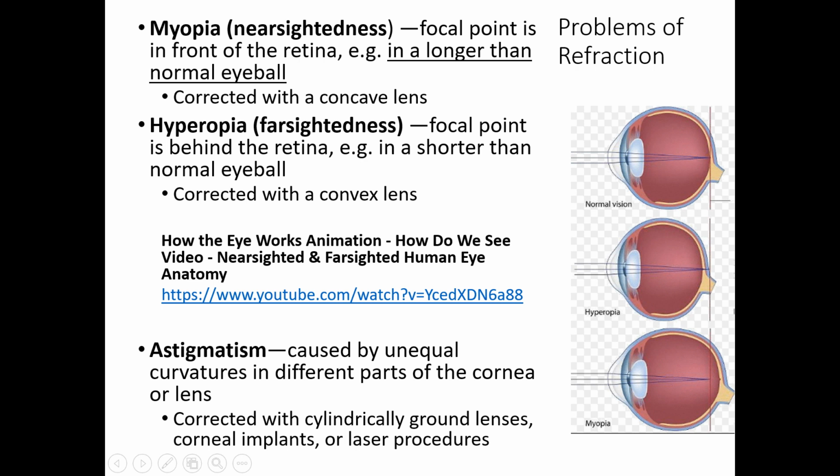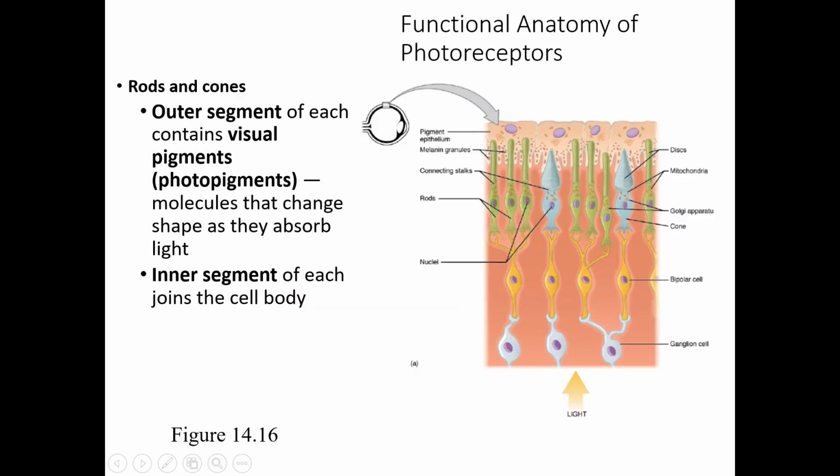To see how it works for normal eye and what happens in the case of hyperopia and myopia, go to YouTube and see this video. How the eye works, animation, how do we see video, nearsighted and farsighted human eye anatomy. You also can copy this link from the PowerPoint. Astigmatism is another problem. It's caused by unequal curvatures of the different parts of cornea and lens, when cornea or lens are not smooth enough. It also can be corrected with different types of lenses.